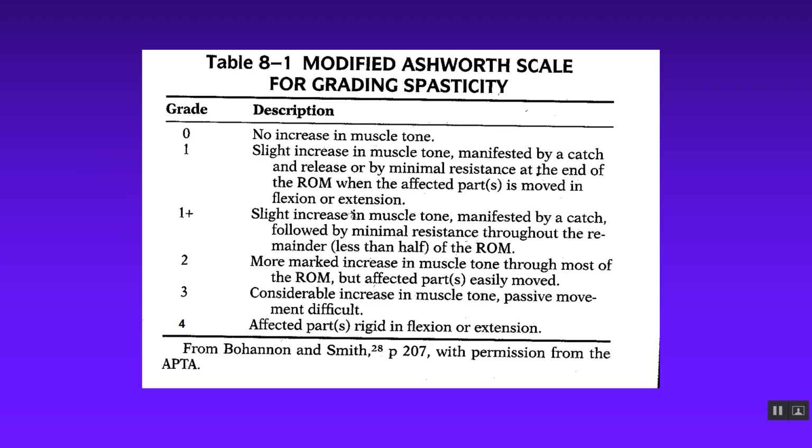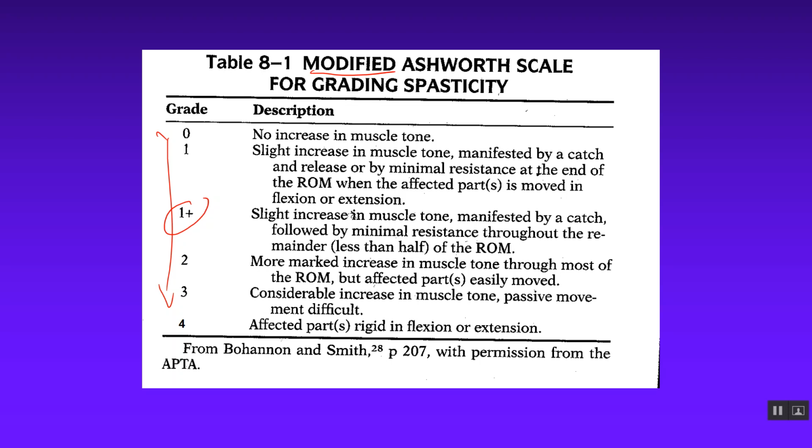So this is the modified Ashworth scale. It's a 0 to 4 scale, but it's modified because they added this 1 plus in here. All the rest are either 0, 1, 1 plus, 2, 3, or 4. Not to be confused with reflexes or anything like that. This is where you're passively moving the limb.